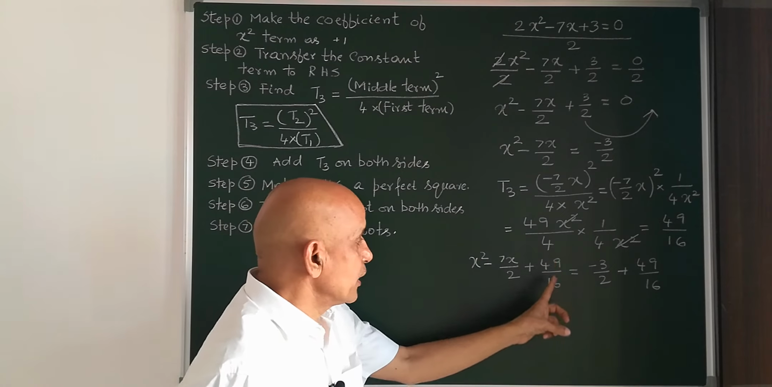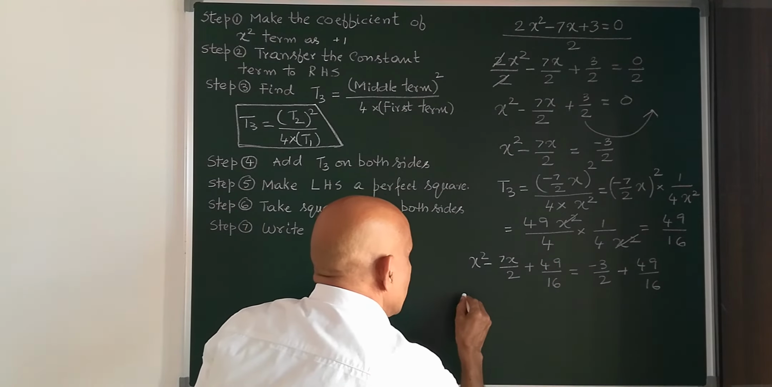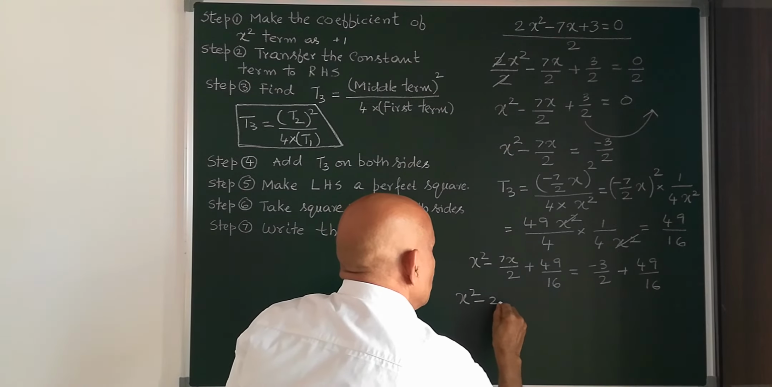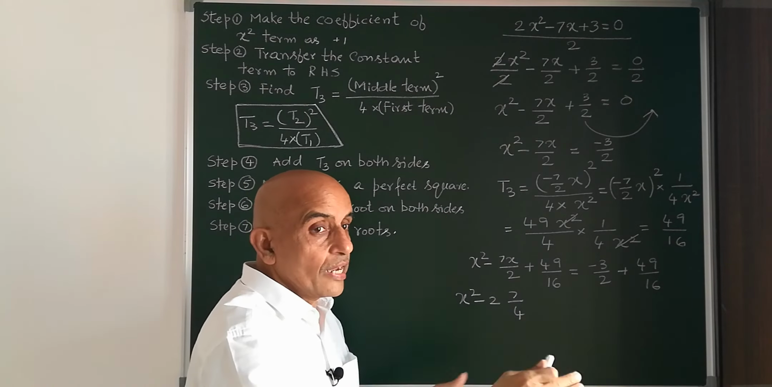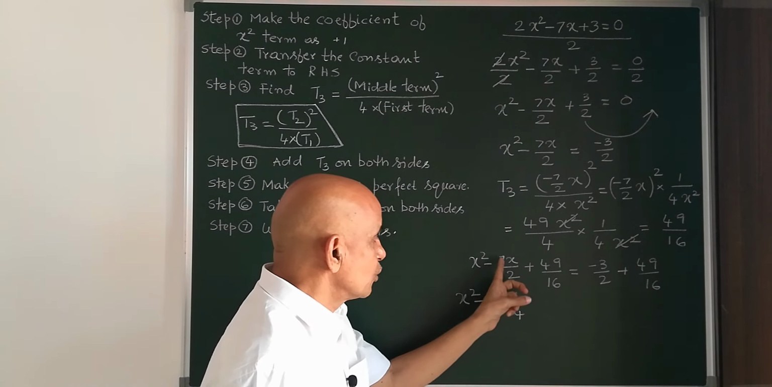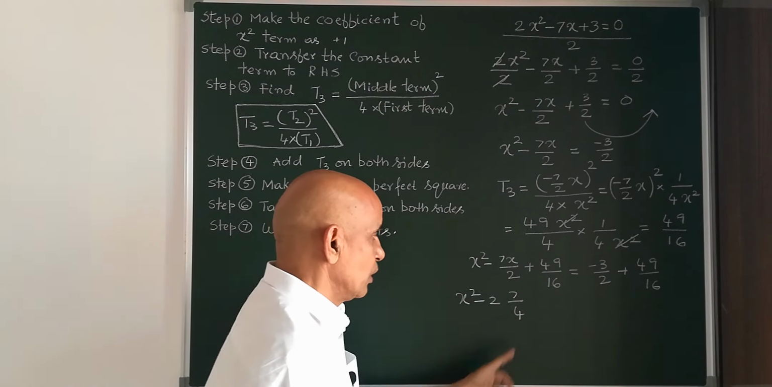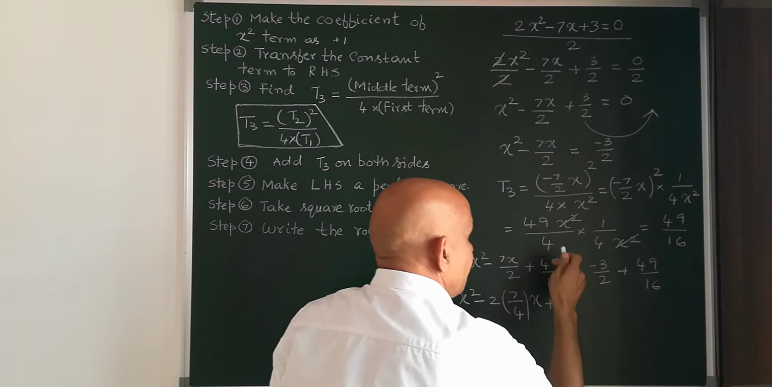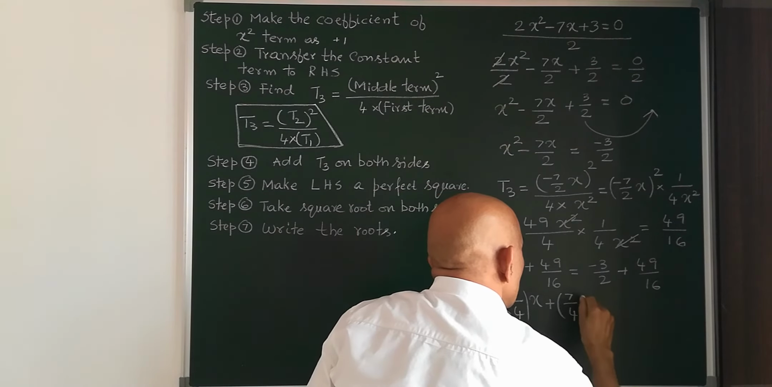Now this 49 by 16 is nothing but 7 by 4 whole square, so now we can write this as x square minus 2 times 7 by 4. You remember the 2 rectangular pieces, so the middle term should be 2ab. So 7 by 2 can be written as 2 into 7 by 4 of x, plus 49 by 16, which is 7 by 4 whole square.